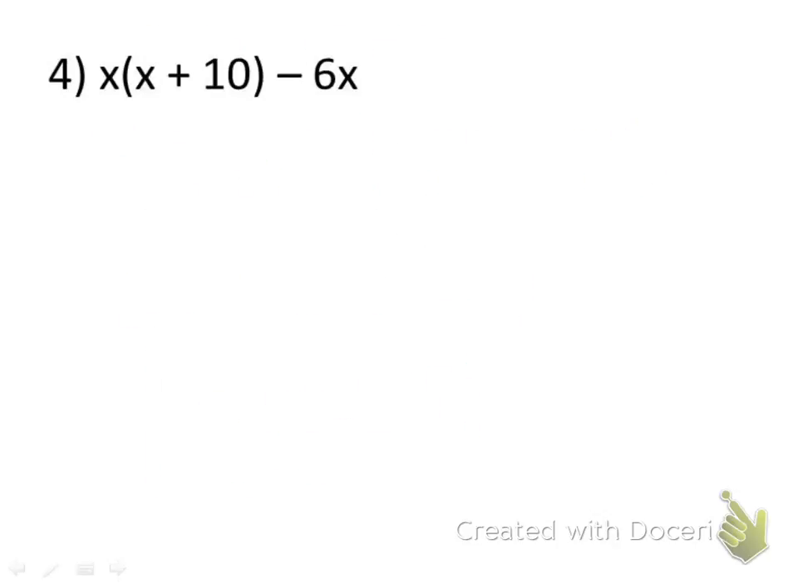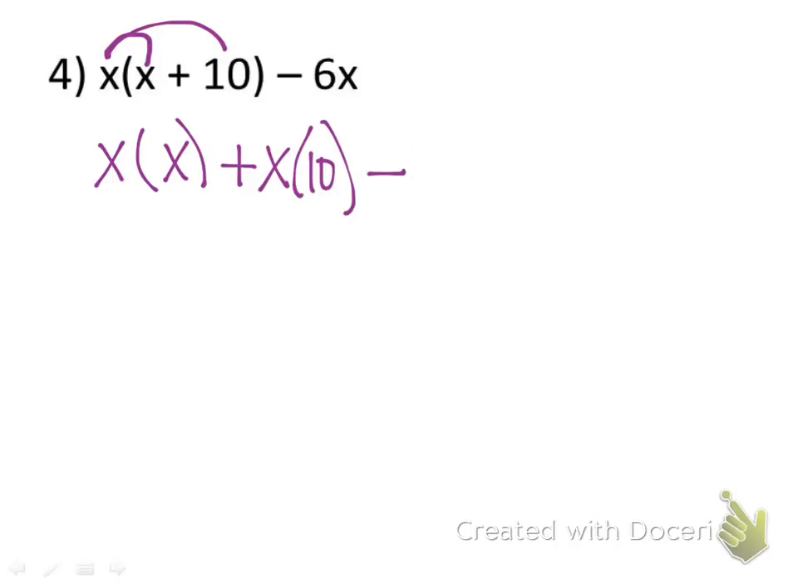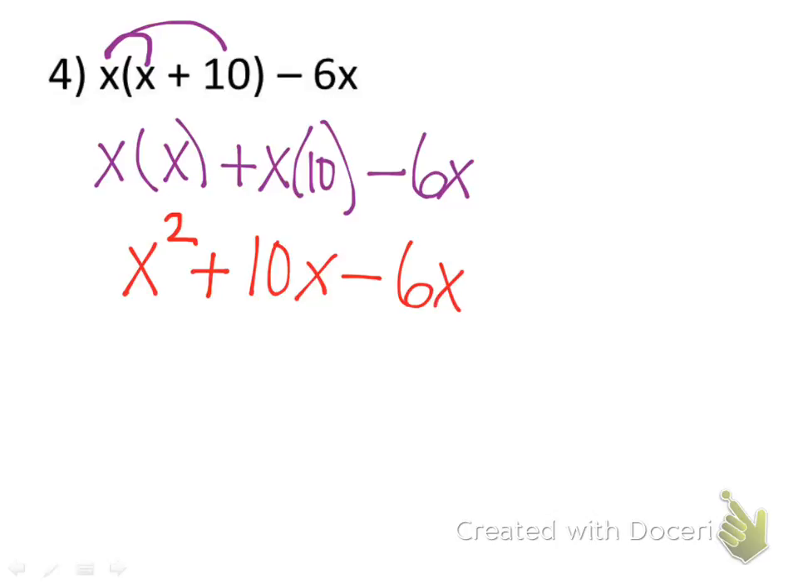What am I going to do on this one? Oh, no. Yeah, we need to distribute first. So I'm going to have x times x plus x times 10 minus 6x. Go through and do that multiplication now. X times x is x to the second power. X times 10 is 10x minus 6x. What's going on back here? 10x minus 6x, which is what? 4x. Good. And it's positive, so plus 4x.